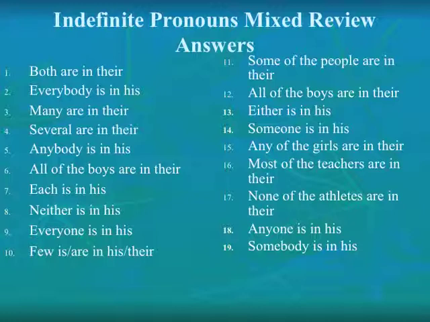11 is one of the funky five, some people are there. 12, all is one of the funky five. Look at what it talks about. All boys, it's plural, so we choose are and their. 13, either is singular, so choose is and his. 14, someone is singular, so choose is and his. 15, any is one of the funky five. Look at what it talks about. Girls, girls is plural, so choose are and their.